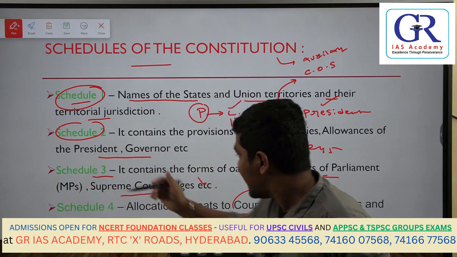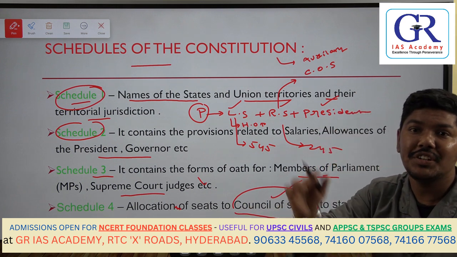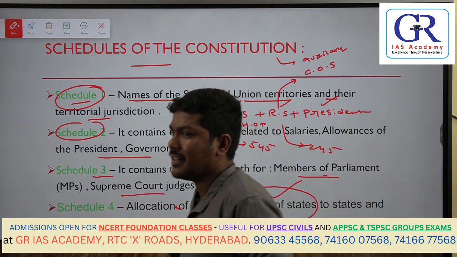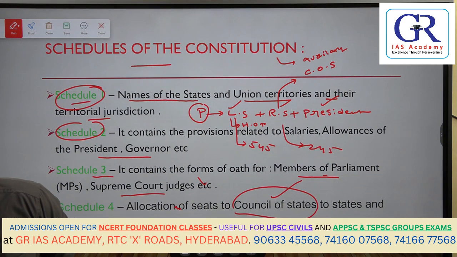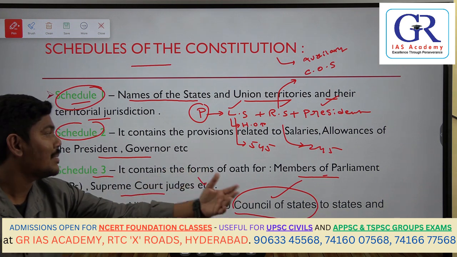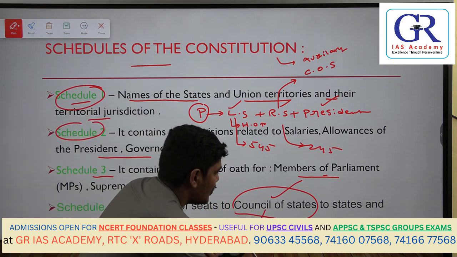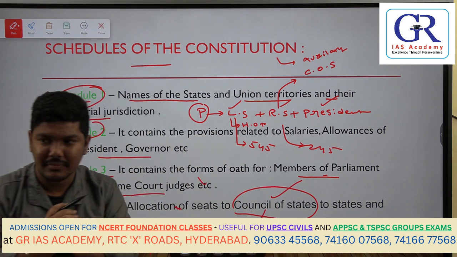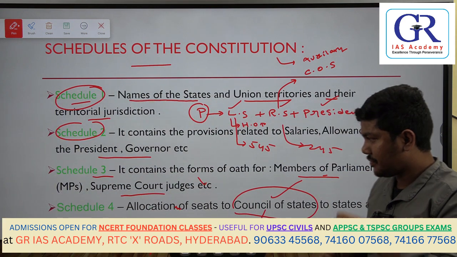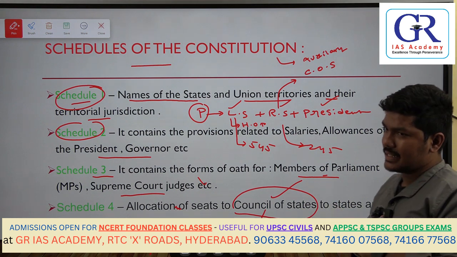Now tell me, in Schedule number 4, when they talk about the Council of States, to which house are they referring? Lok Sabha or Rajya Sabha? Rajya Sabha, correct. Because Lok Sabha means House of People, and Rajya Sabha means Council of States. So the Council of States here means Rajya Sabha. Now, how many seats are there in the Council of States?